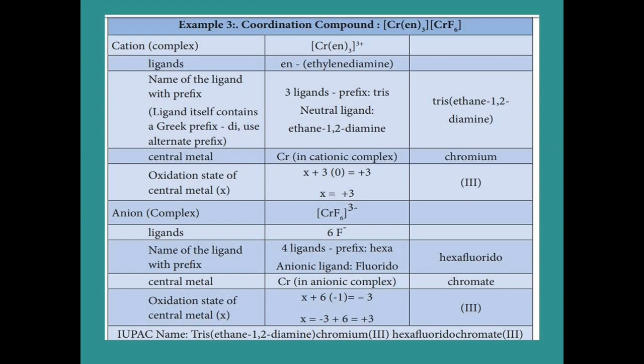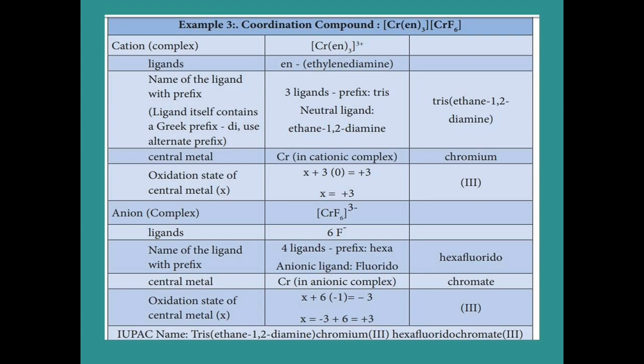In example 3, see the compound: both are complexes. The cation is also a complex and the anion is also a complex. First the cationic complex: in this one, en means ethylenediamine. How many ethylenediamine are present? 3 ethylenediamine. The ethylenediamine already contains the word di, so we have to use another prefix numeral, that is tris. Tris(ethane-1,2-diamine). Next, the chromium is present in the cationic complex, so the chromium name alone we have to use. Next, the oxidation state: finding that, we get 3.